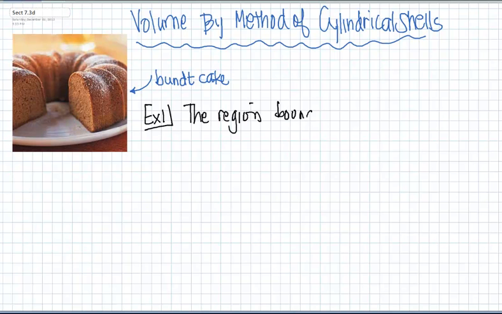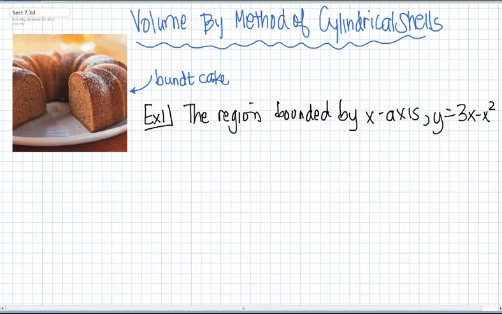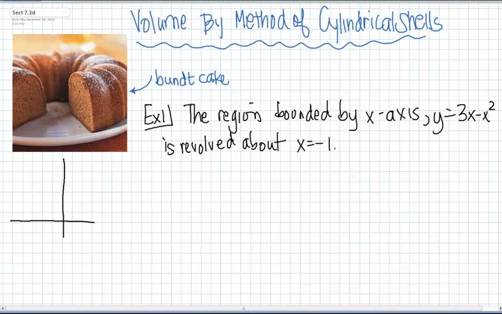that is bounded by the x-axis, y equals 3x minus x squared, and we're going to take that and revolve it about the line x equals -1. So first let's take a look. x equals -1, which is what we're revolving around. It's going to be a vertical line, not our y-axis.